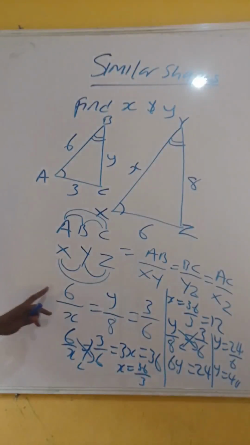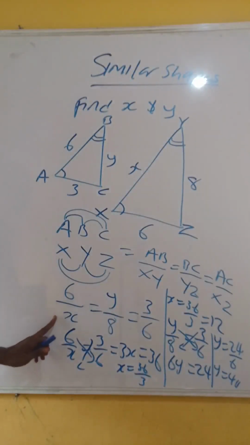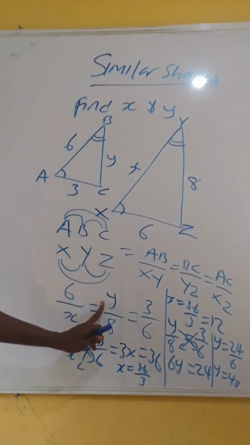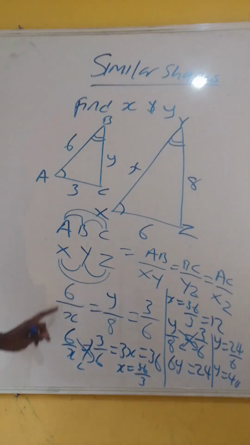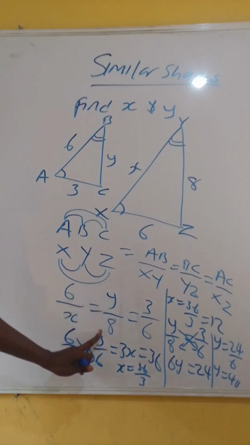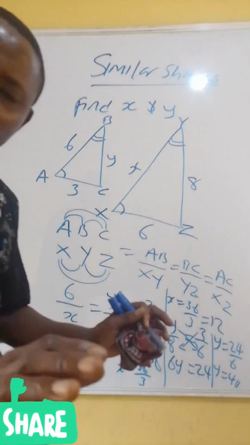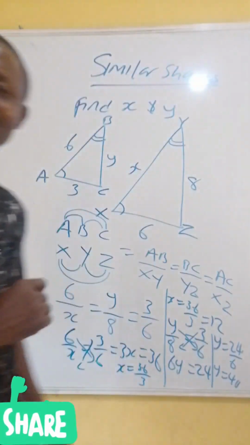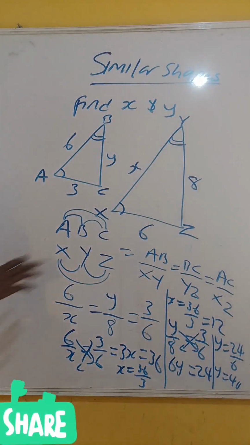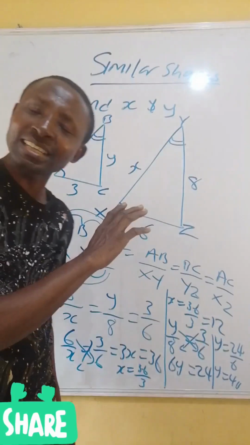So my 6 over X is now 6 over 12, and my Y is 4 over 8. Now what do I mean? If you reduce all this to lowest terms, you are likely to get the same answer. 6 over 12 is 1 over 2. 4 over 8 is 1 over 2. 3 over 6 is 1 over 2. So the ratio of the corresponding sides in similar shapes are equal. Is that taken? So this is understandable.